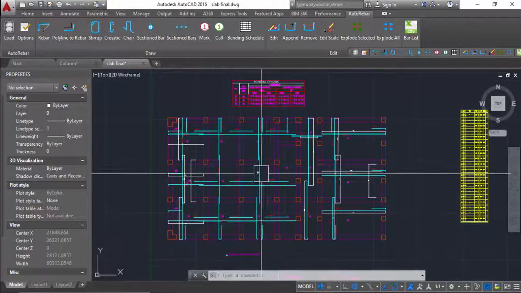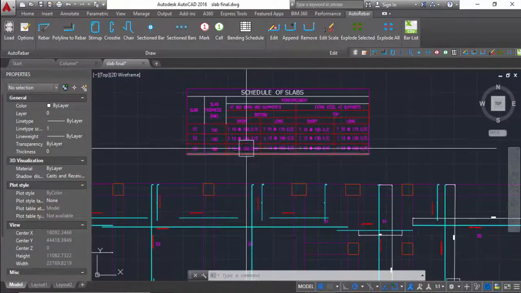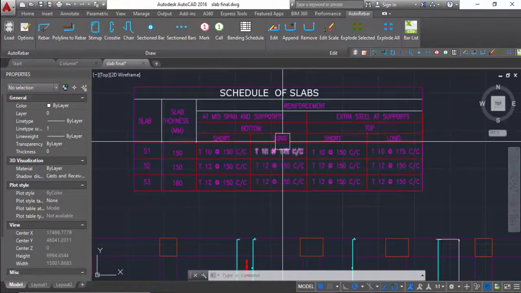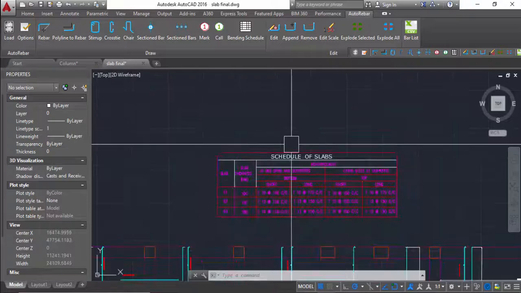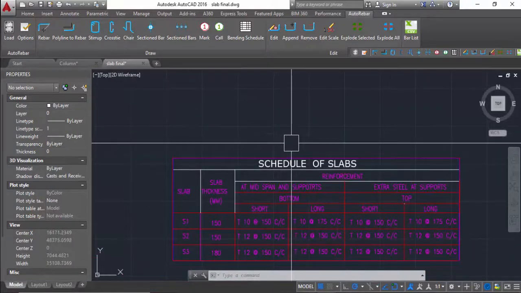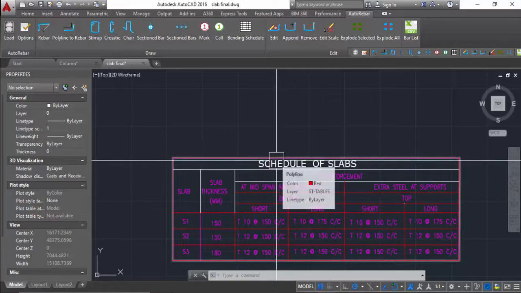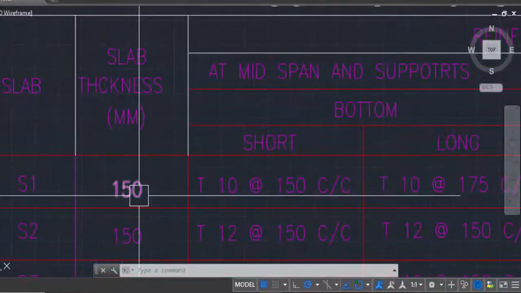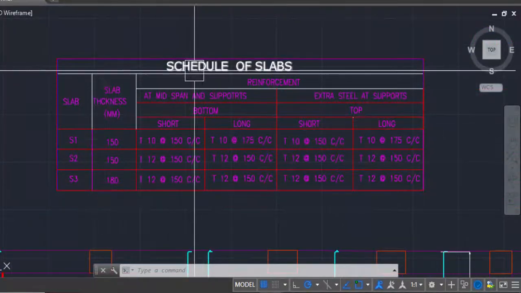So in today's lecture we are going to discuss the bar bending of a slab. In bar bending of slab we will start from the schedule of slab, that is part of the shop drawing, in which it is clearly mentioned what kind of steel bar we are going to use, its diameter, distances, and also the slab thicknesses. So we will study it one by one.